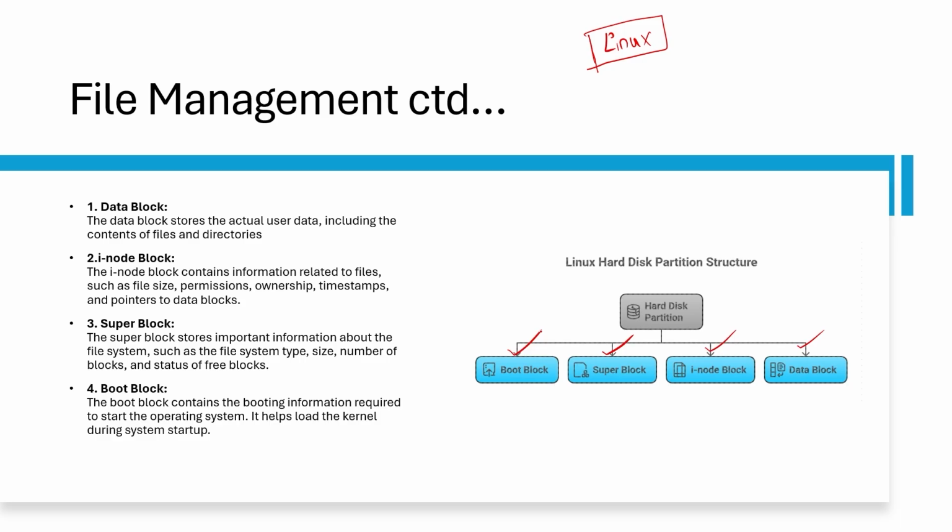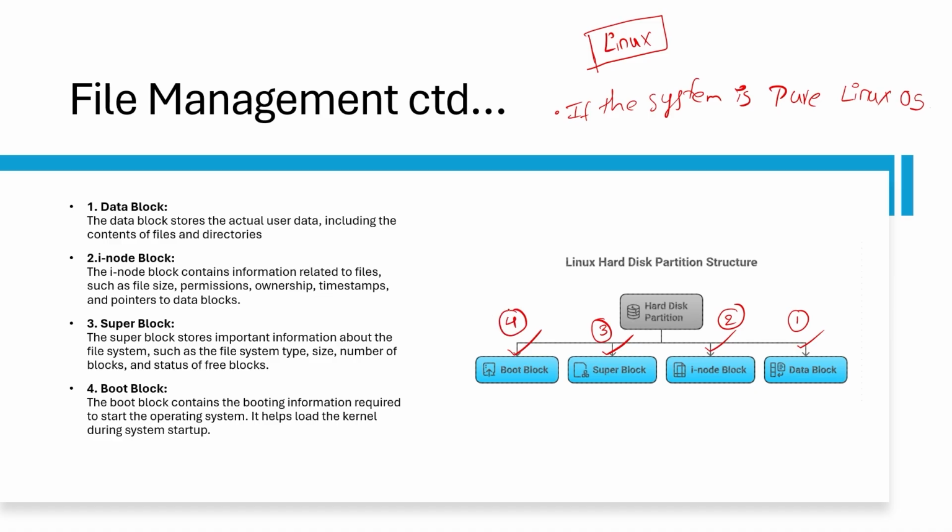If the system is a Linux operating system, I'm talking about pure Linux, not virtual Linux, then the hard disk partition is divided into 4 blocks: one data block, second inode block, third super block, fourth boot block.